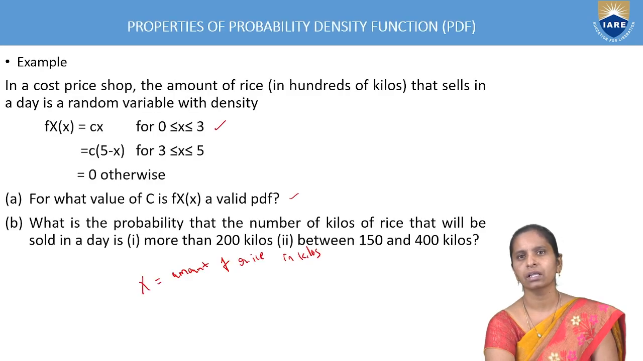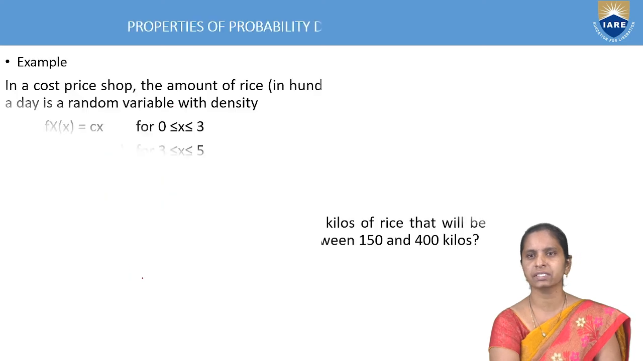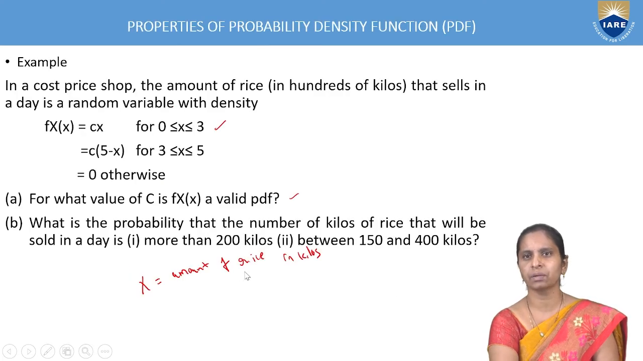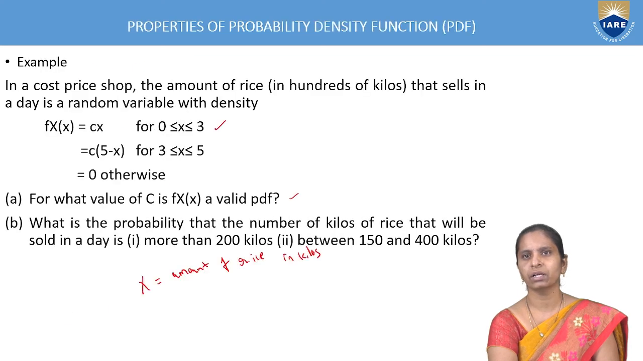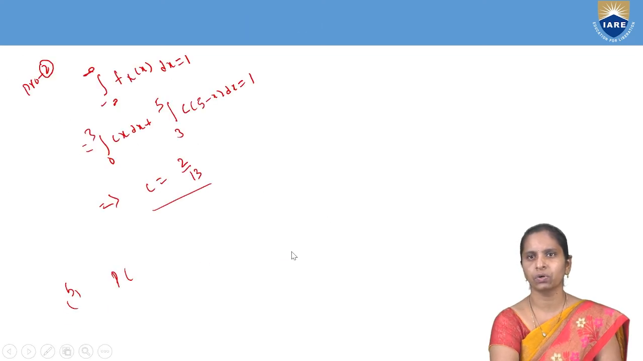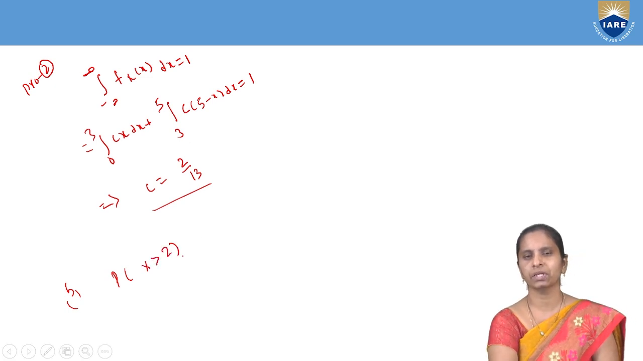And what is the second problem they have given? Find the probability that the number of kilos of rice that will be sold is more than 200 kilos. This is your second part. I defined x as the amount of rice in kilos. More than 200 kilos means you have to take x greater than 2, because x is already given in kilos. That's why you should not take 200 here. You have to take P(x greater than 2).